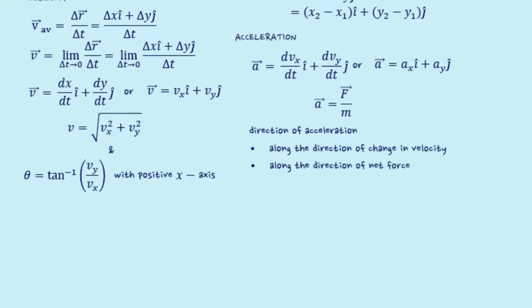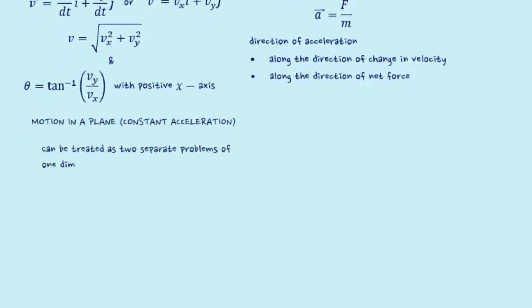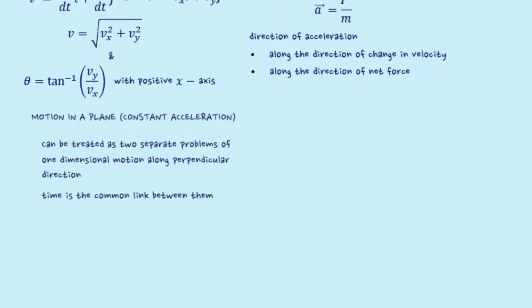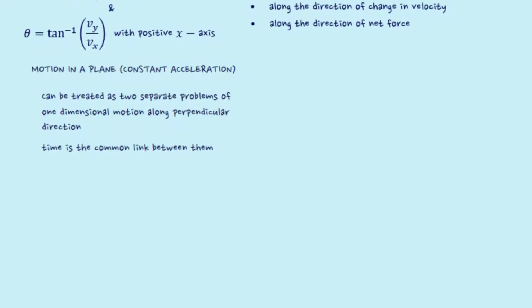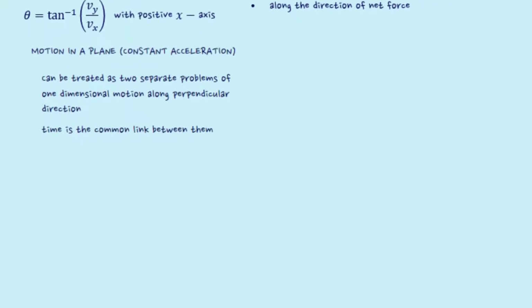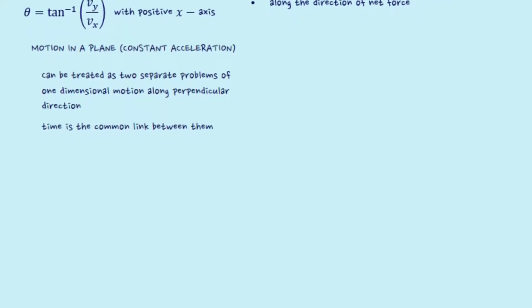The analysis of motion in a plane can be simplified by considering it as two separate problems of one-dimensional motion in perpendicular directions. Time is the common link between these two one-dimensional motions. Let there be a particle moving with constant acceleration in a plane and its acceleration is given by a. At time t equal to 0, the velocity of the particle is u, and at time t equal to t, the velocity of the particle becomes v.